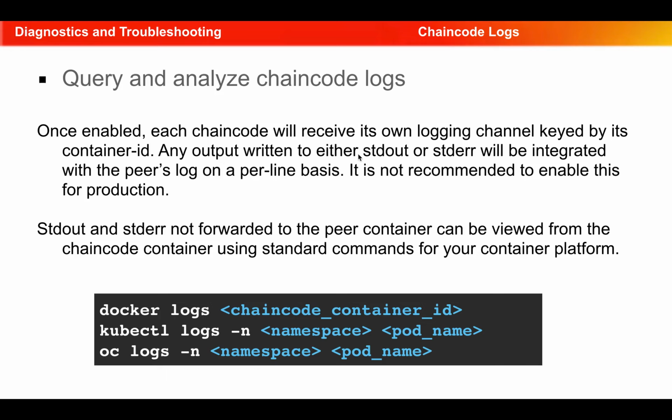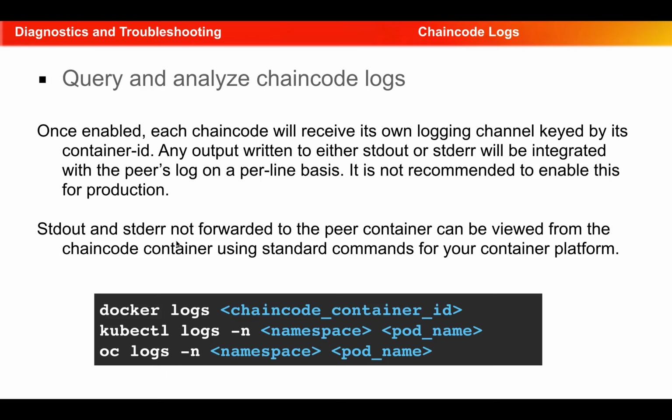Any output written to either stdout, which is standard output, or standard error will be integrated with the peer log on a per line basis. It is not recommended to enable this for production. In production, it is recommended to turn this off so that a third person will not get to know what is happening inside your system.